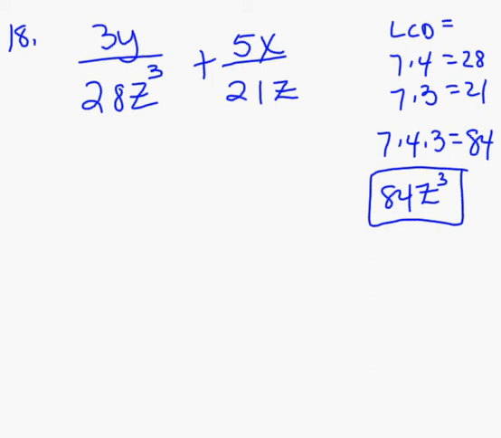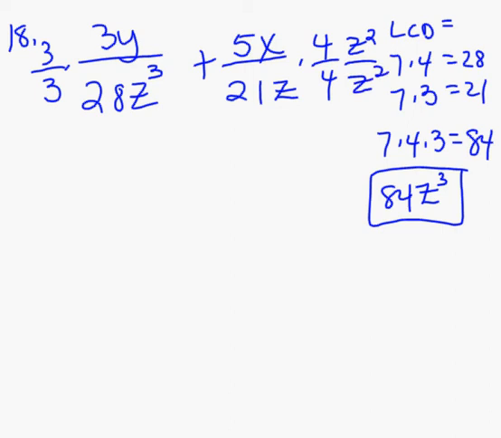So I need to look at 28 and say, how does that divide into 84? Well, it divides 3 times. So I'm going to multiply by 3 over 3, which of course equals 1. I don't need to multiply my variable because I already have z cubed. And now I say 21 divides into 84 4 times, so I multiply the top and the bottom by 4. Again, that equals 1, so I'm not changing the value. And then I have z in the denominator, not z cubed, so I need to multiply the top and the bottom by z squared in order to have my full least common denominator.